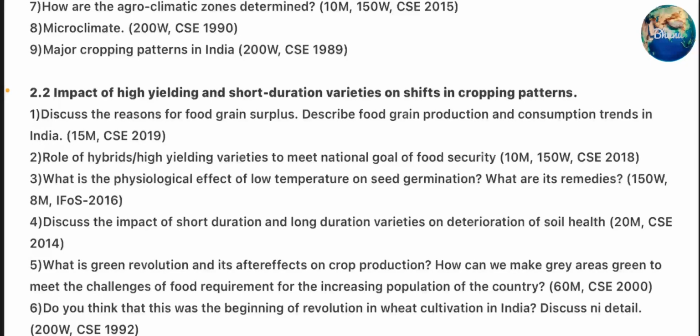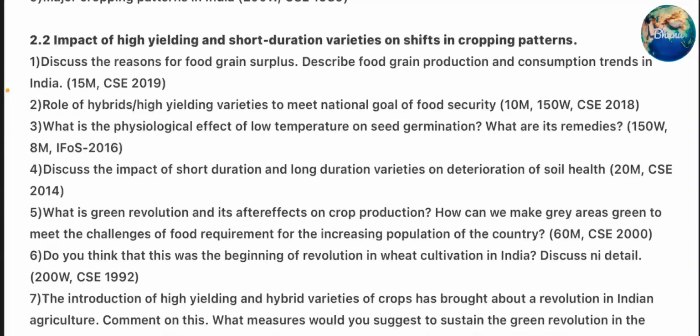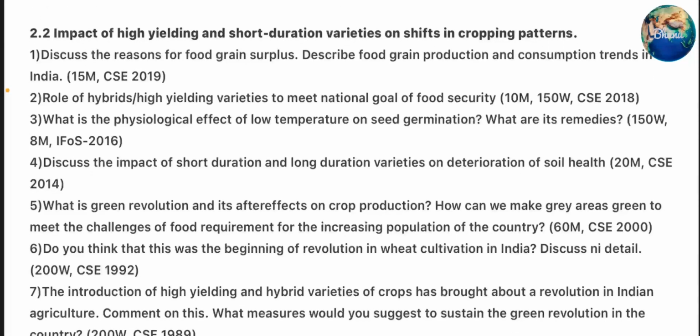Next, Chapter 2. Impact of high yielding and short duration varieties on shifts in cropping patterns. Question 1. Discuss the reasons for food grain surplus. Describe food grain production and consumption trends in India. Question 2. Role of hybrids or high yielding varieties to meet national goal of food security.